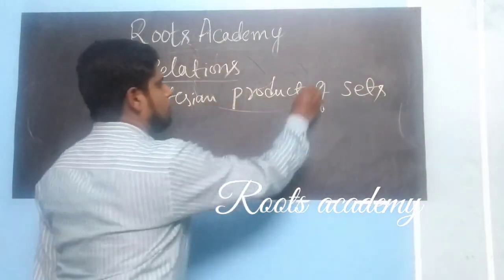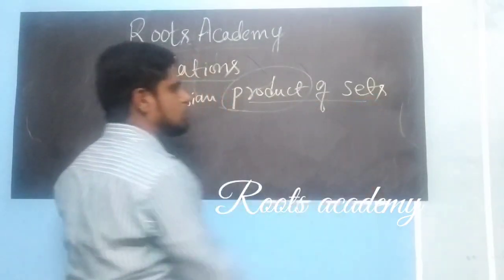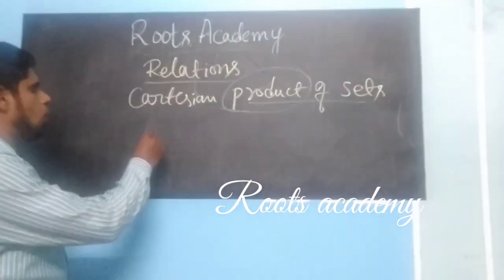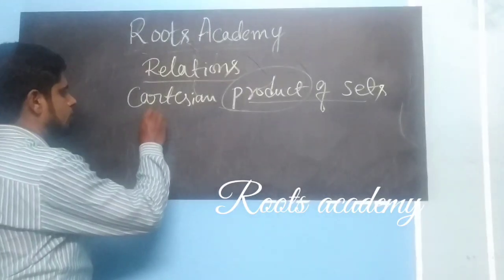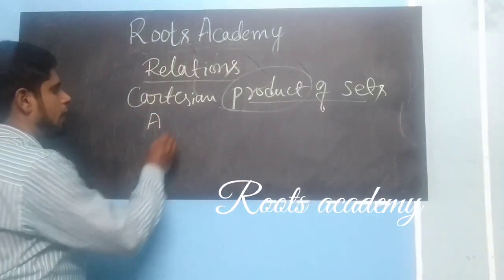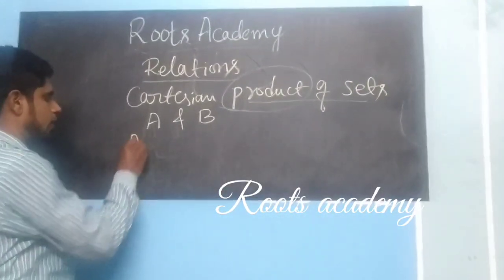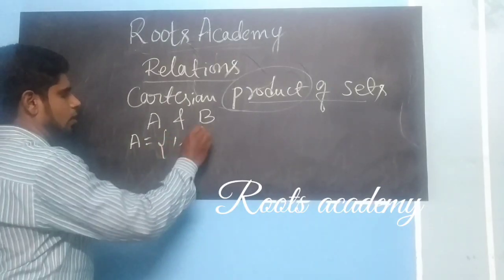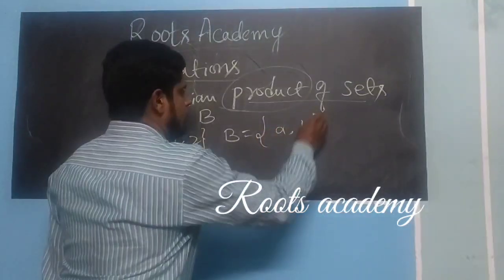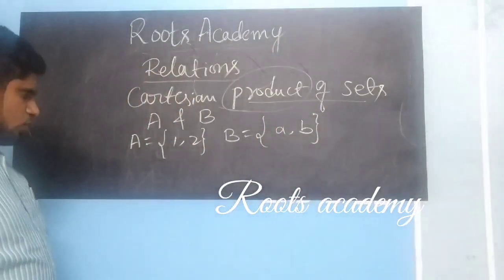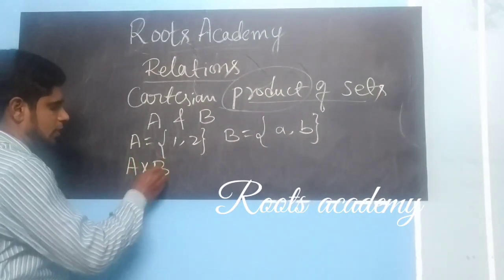We know that product means multiplication, and in this topic we are multiplying the sets. So let us see how we can multiply two sets, or more than two sets, or if it is one set. Suppose A and B are any two non-empty sets, then let us take set A as 1, 2 and set B as A, B. These are two non-empty sets.